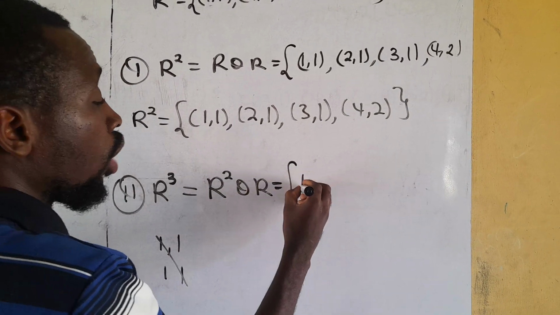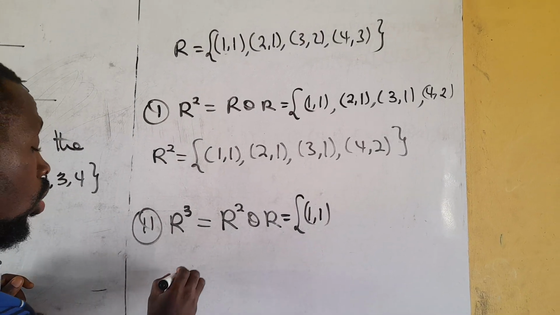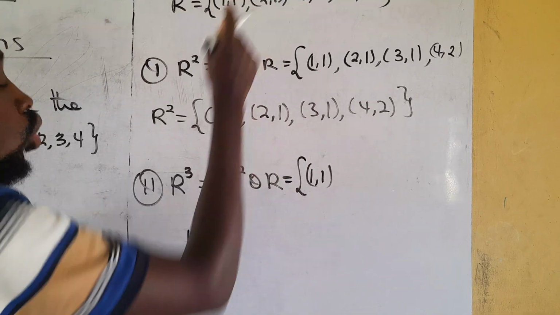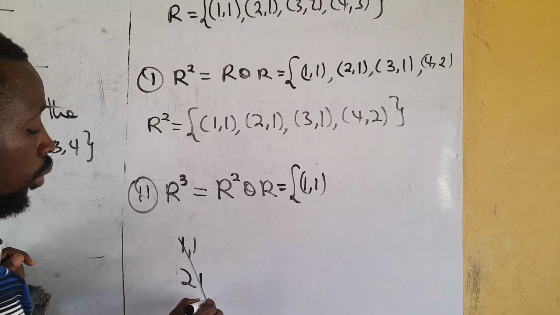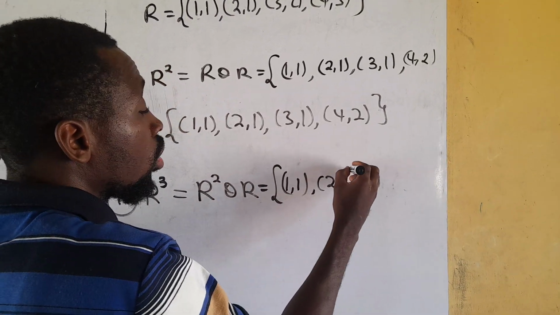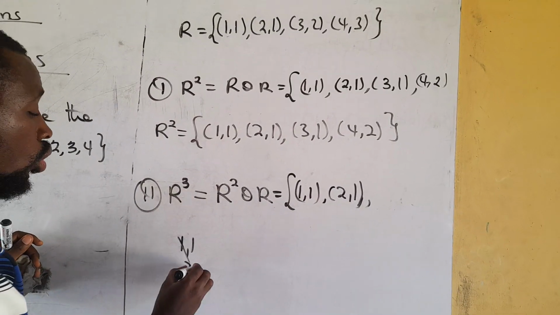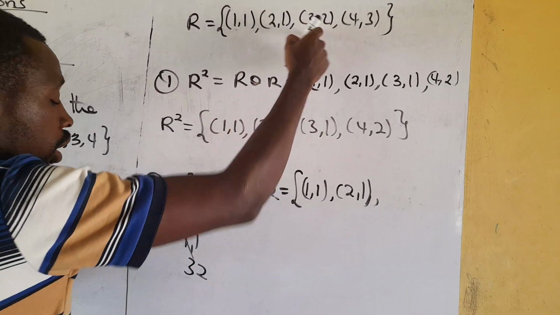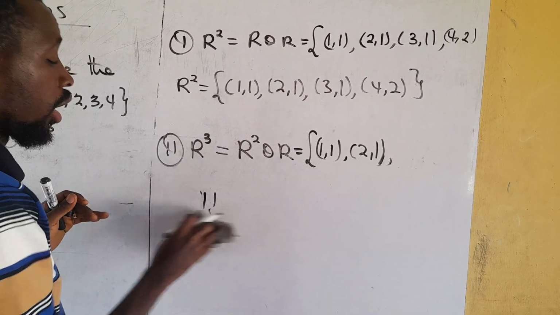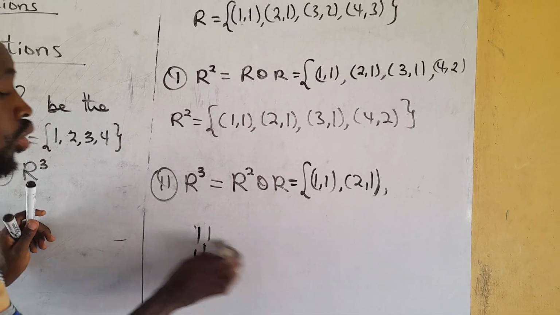So (1,1) against (1,1): you see that there is corresponding. So we'll have the other pair (1,1). Again, this (1,1) against (2,1): there is corresponding, so we'll have the other pair (2,1). (1,1) again against (3,2): there is no corresponding, so we ignore. (1,1) against (4,3): you can see there is no corresponding, so we ignore.